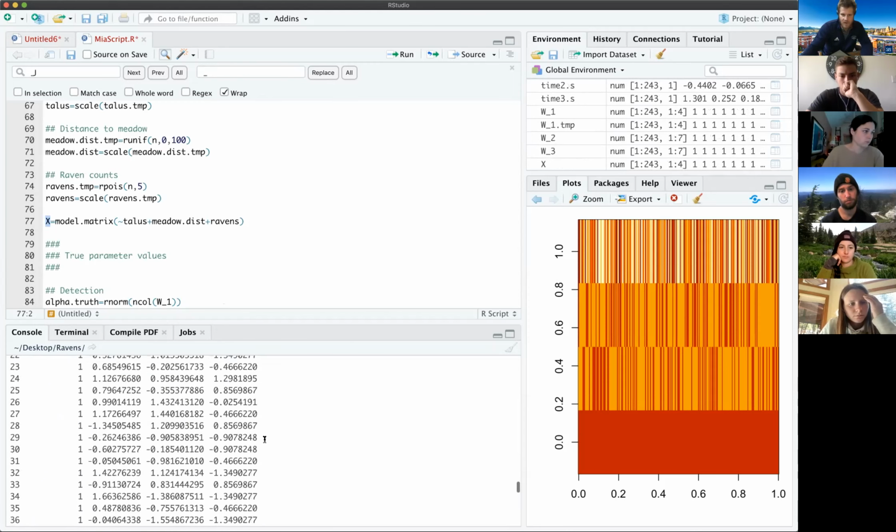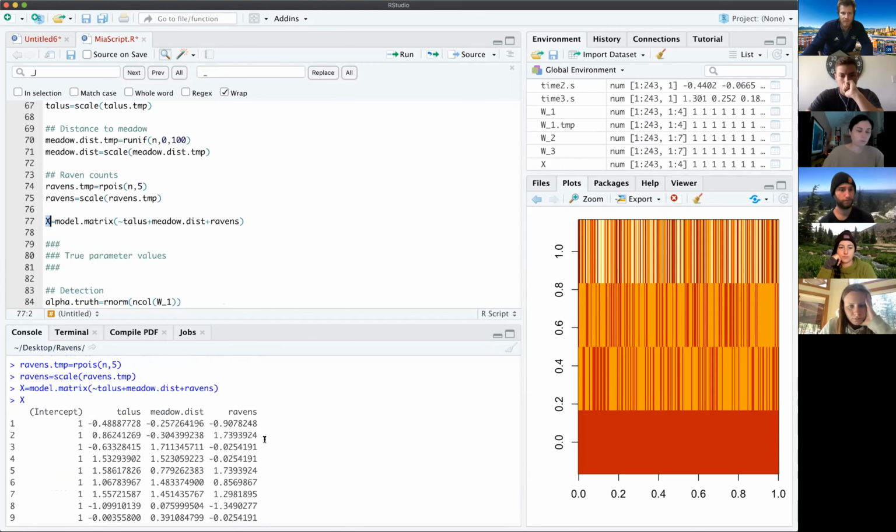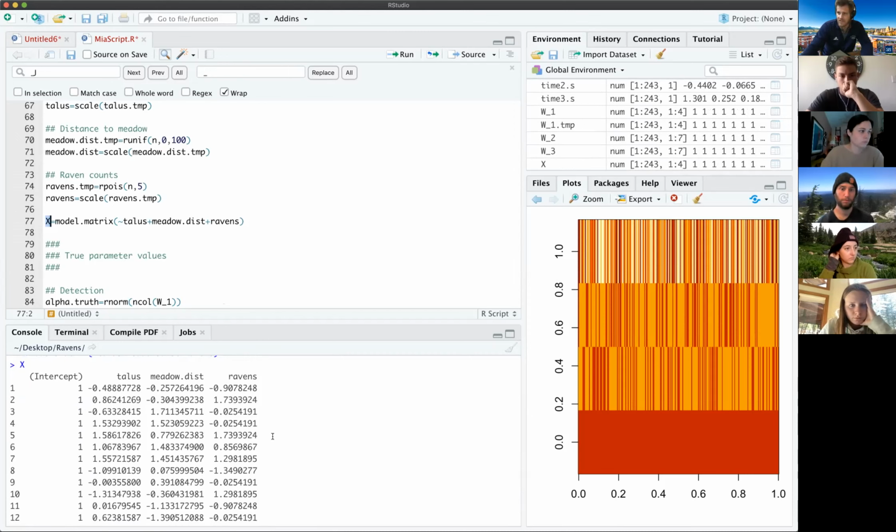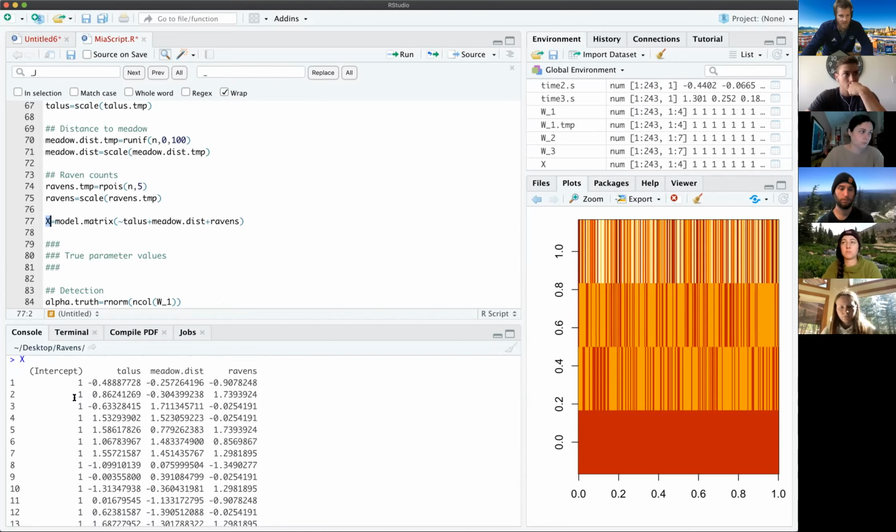So now with occupancy probability, remember that if we're assuming the population's closed, we're not going to have a different X for each visit. They're either going to be there or not there, and it's not going to change from one visit to the next. So we only have one design matrix for X. We don't have 3 like we did for each potential observation in our repeat visits for our ability to detect them. So we have an intercept and then a measure of talus that's scaled, distance to meadow is scaled, and then the relative number of ravens to each site.